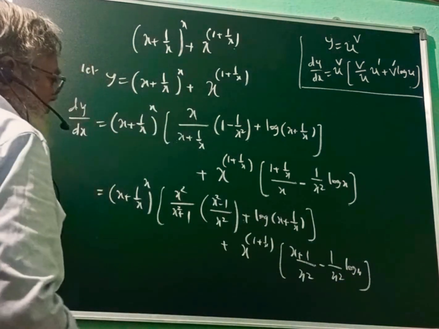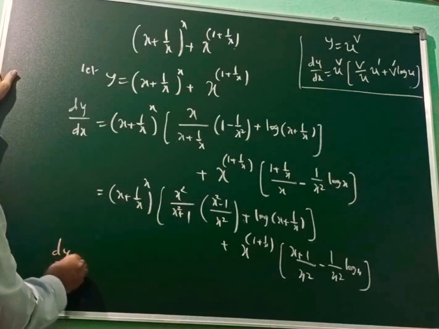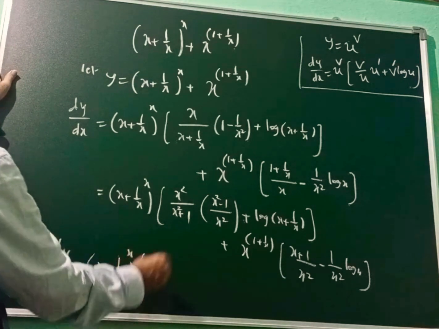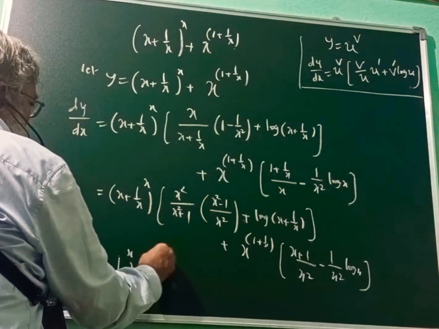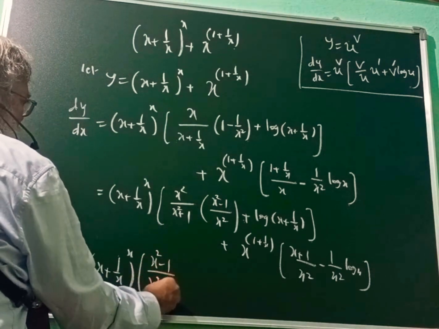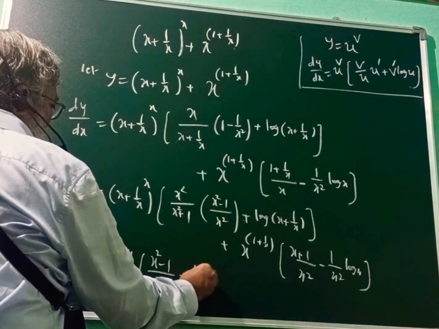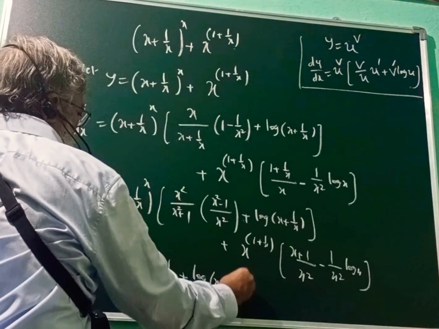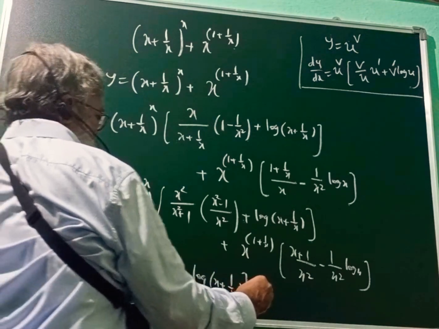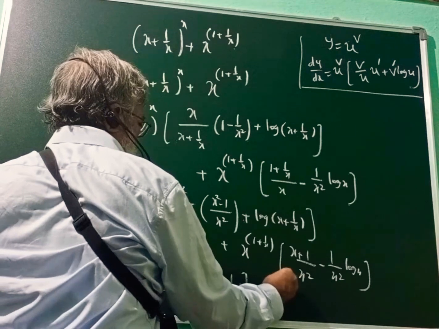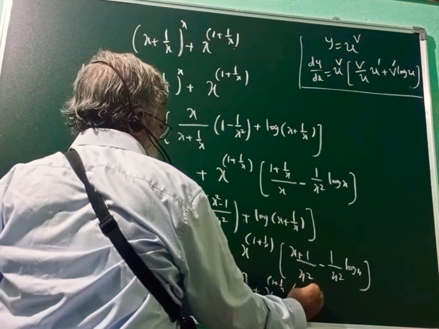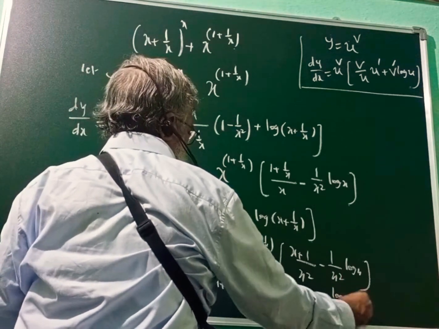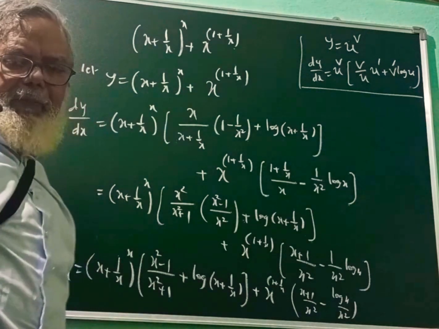Now the simplification is very simple. dy by dx can be written as x plus 1 by x raised to x, this x square cancels with x square. We get x square minus 1 by x square plus 1 plus log of x plus 1 by x, plus the second term, that is x raised to 1 plus 1 by x into x plus 1 by x square minus log x by x square. That is the value of dy by dx.